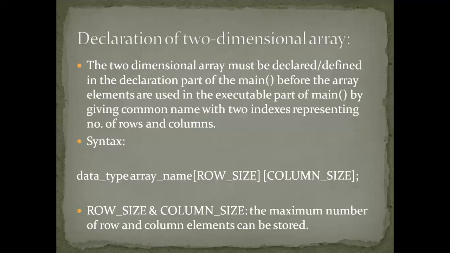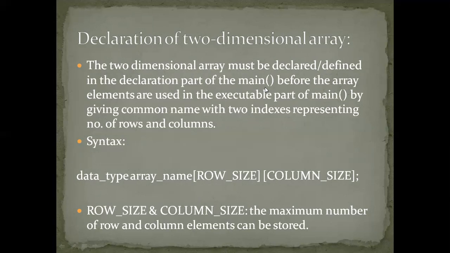In the one-dimensional array, we have seen how we can declare it. Similarly, we have the declaration of a two-dimensional array. The two-dimensional array must be declared or defined in the declaration part of the main before the array elements are used in the executable part of the main, by giving a common name with 2 indexes representing the number of rows and number of columns.